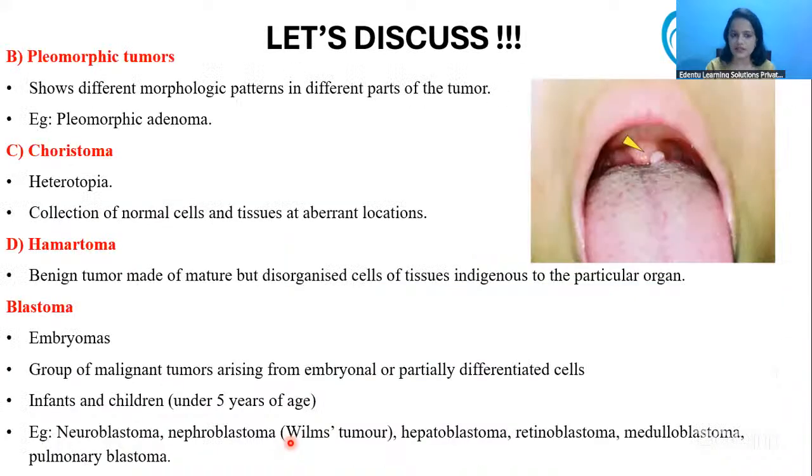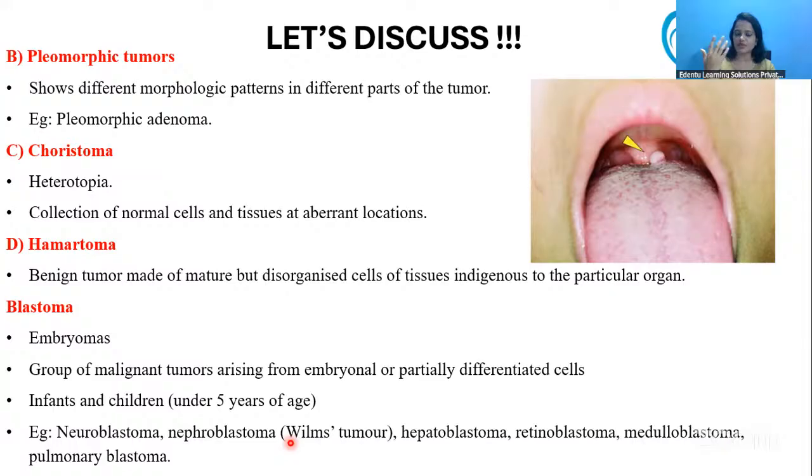Now, let's have a look at the other options. Pleomorphic tumors. What do you mean by pleomorphic tumors? The first lesion that comes to your mind when you hear this word is the pleomorphic adenoma. Why is it called pleomorphic adenoma? Because it shows different morphological patterns in different parts of the tumor. In the histopathology, at one end it shows one kind of appearance, whereas at the other end it shows another kind of appearance. Such tumors are called pleomorphic tumors.